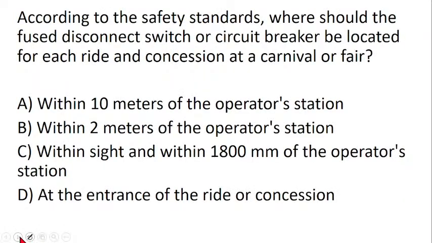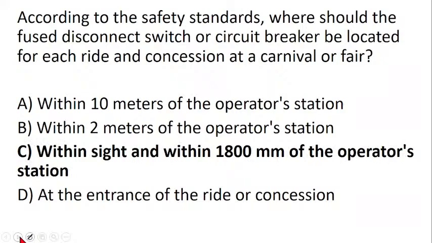According to the safety standards, where should the fuse disconnect switch or circuit breaker be located for each ride and concession at a carnival or fair? Yan. Then dito, no? Okay. So the correct answer is letter C, within 180 mm of the operator's station.